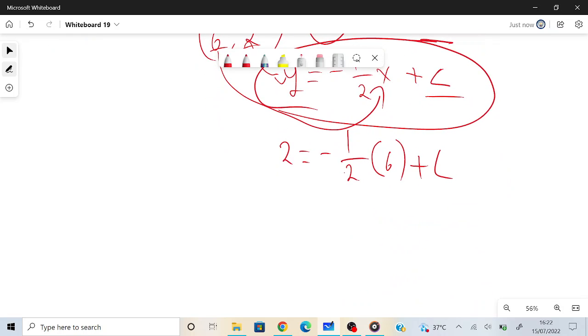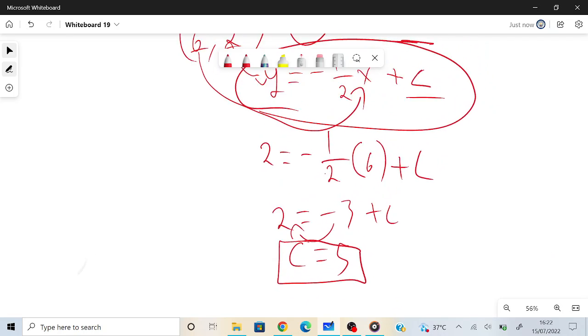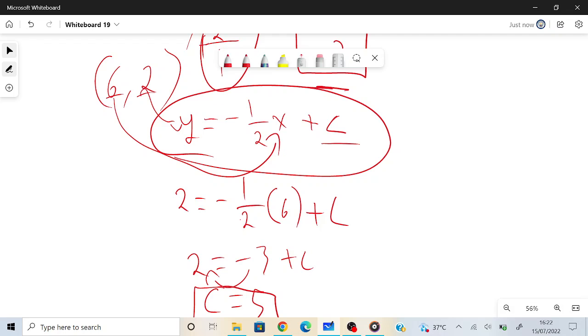Doing the necessary, we know this is 2 equals minus 3 plus c, because 6 times minus 1 over 2 is minus 3, and c is nothing but 5, because minus 3 goes to the other side and becomes positive. So c equals 5, and since c is 5, you can now rewrite the original equation. So you can now write it as y equals minus half x plus 5.